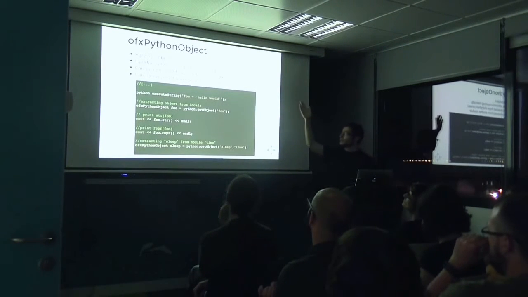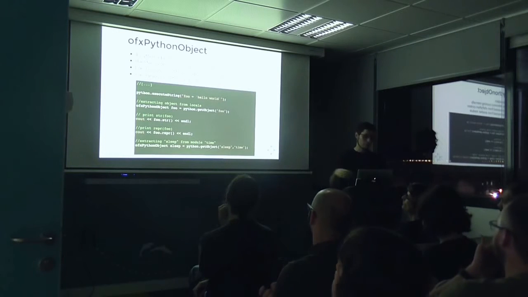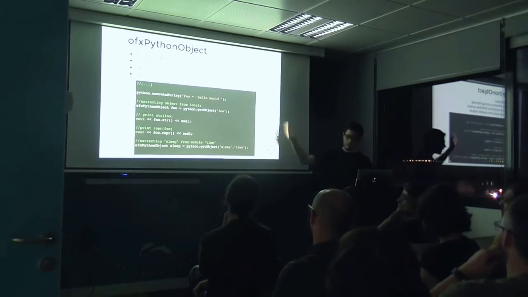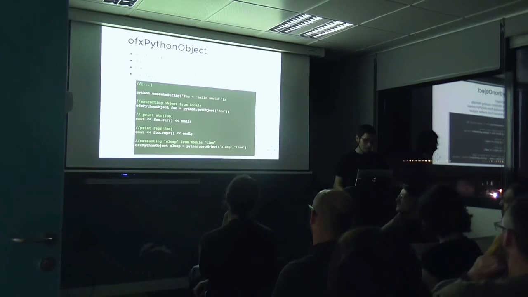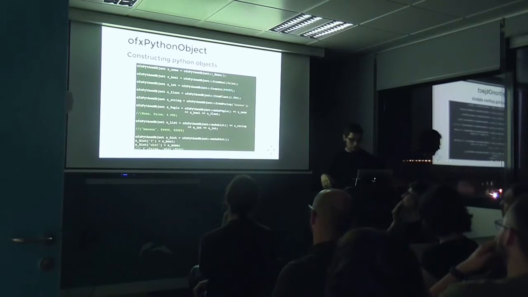Then the other important class is the ofxPython object, which is a simple wrapper around a Python object, and it handles all the reference counting for you. You don't have to worry about anything like this. And yeah, you can create these ofxPython objects in many ways. You can extract them from the ofxPython object, like from a module, importing from an external module, for instance, or you can construct them from C++ values.